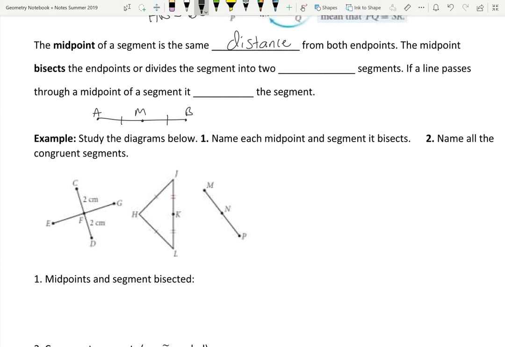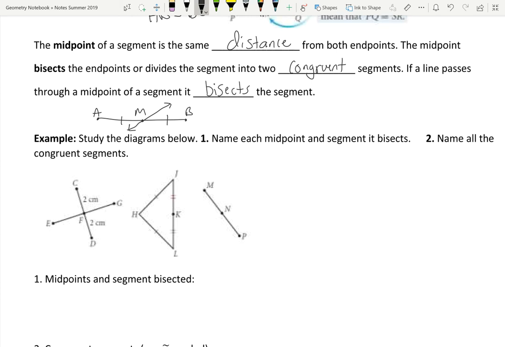The midpoint bisects the endpoints, or in other words, divides the segment into two congruent segments, or two equal segments. And if a line passes through a midpoint of a segment, it bisects the segment. So if this line goes through it, then it's said to bisect the segment.